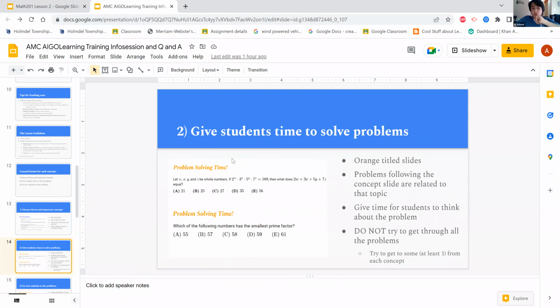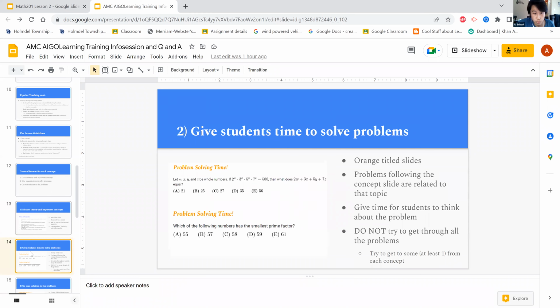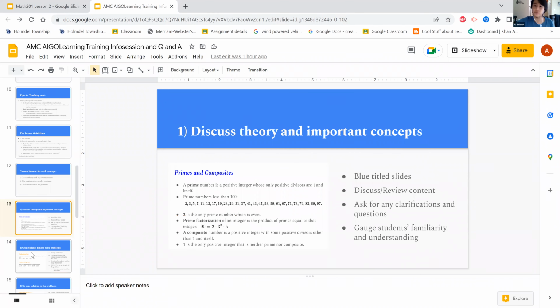And then give students time to solve problems. This should be the majority of the time. As you can see, there are problems listed on the slideshow. Problems following the concept slide are directly related to that concept. So for primes and composites, these problems are all related to primes and composites. The problems directly follow the concept.